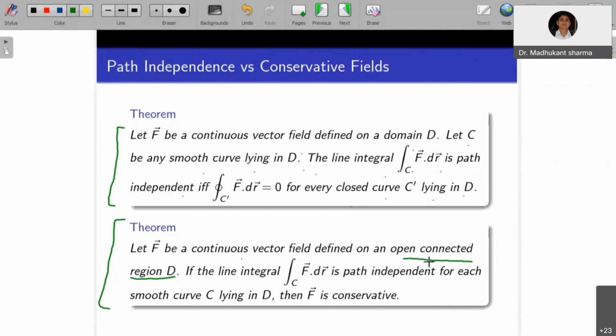So this is supported by the connectedness of the region. What do you understand by connectedness? Have you gone through this definition? Simply connected. No, sir. I don't know.